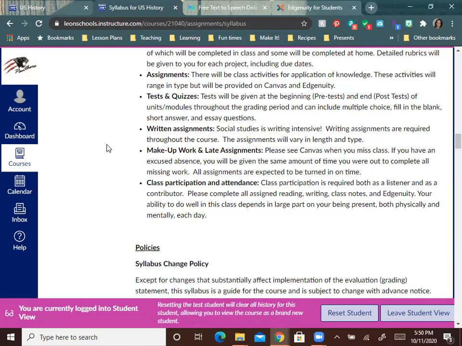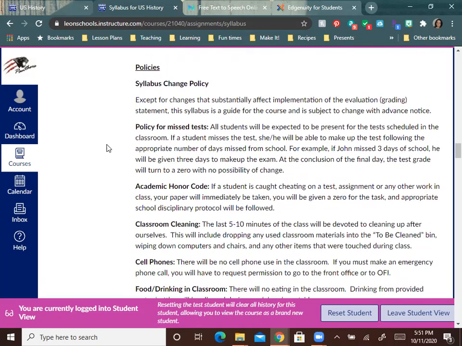Makeup work and late assignments: please see Canvas when you miss class. If you have an excused absence, you'll be given the same amount of time you were out to complete all missing work. All assignments are expected to be turned in on time. Class participation and attendance. Class participation is required both as a listener and as a contributor. Please complete all assigned reading, writing, class notes, and Edgenuity. Your ability to do well in this class depends in large part on your being present, both physically and mentally, each day.